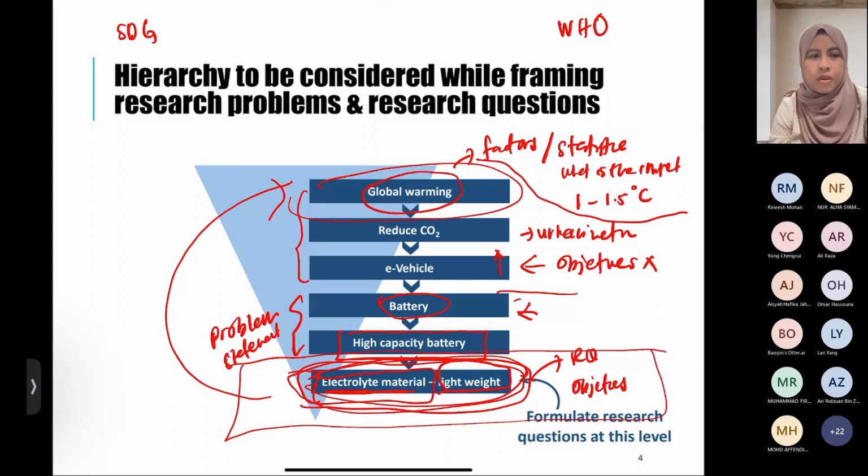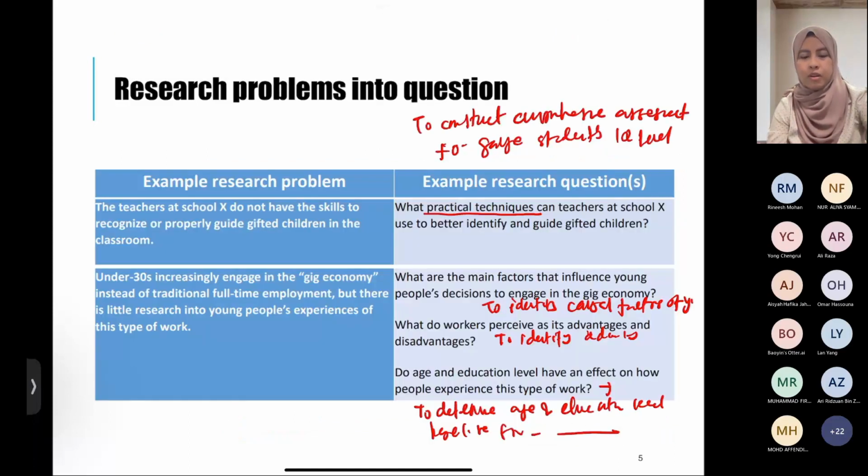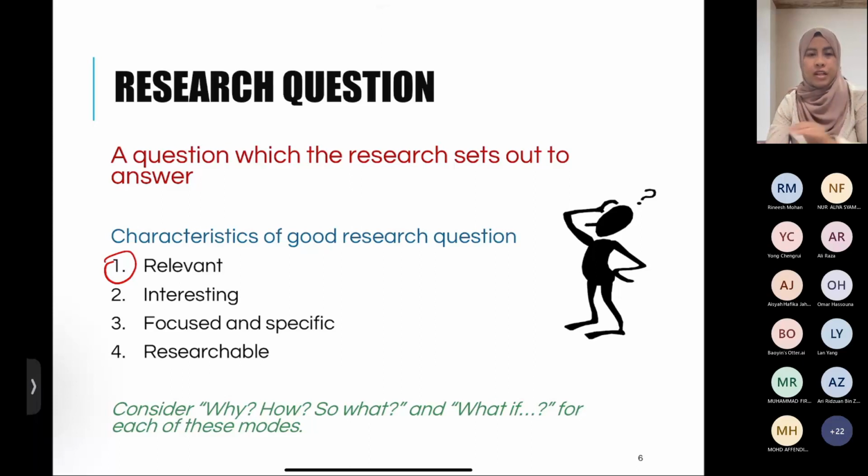Number two, perhaps, what are the best combination of electrolyte and electrode materials for the battery? Okay, so that could be the question being raised by this type of problem. It must be relevant because you want to propose something for a better battery that has higher capacity.